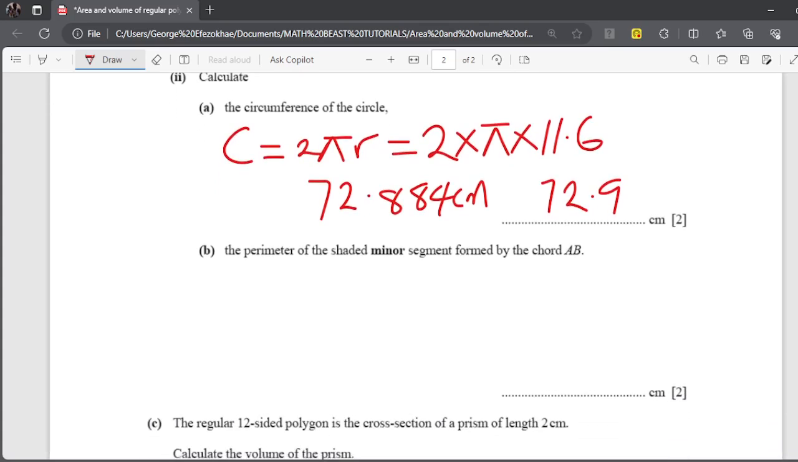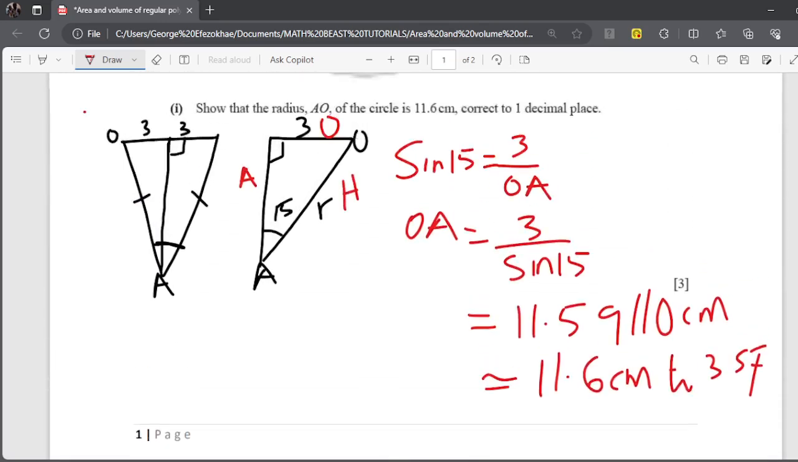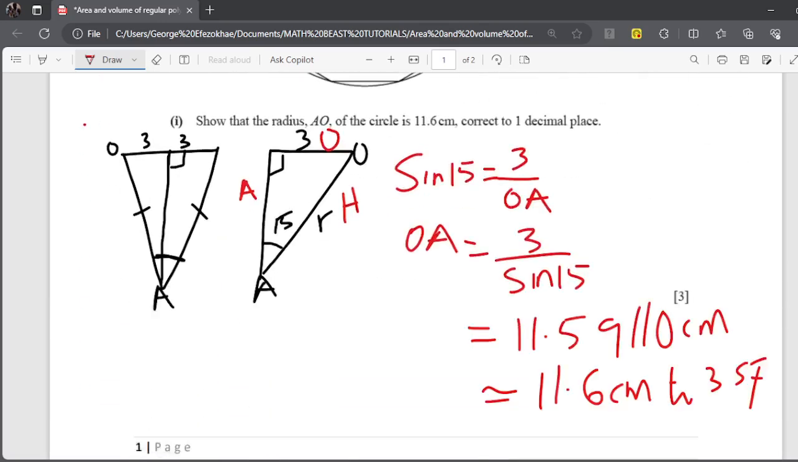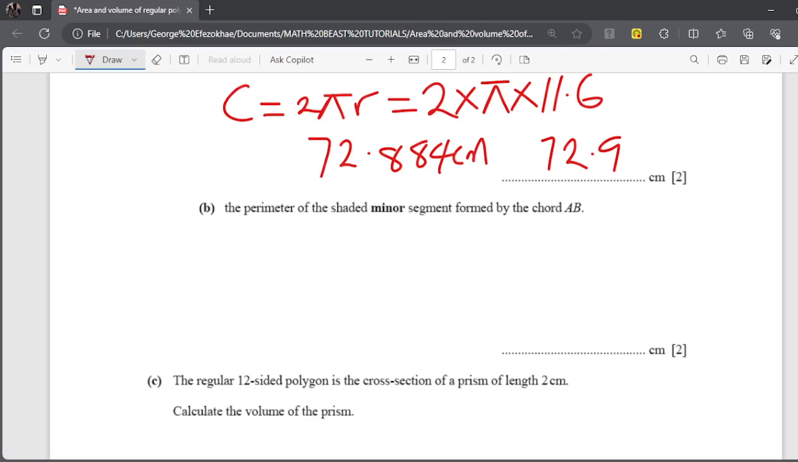Then the next question is talking about the perimeter of the minor segment formed by the chord AB. If we go back to that particular shape, you discover that this is the minor segment here, this arc and this chord. So the perimeter of the minor segment is just the length of the arc and the chord. That is the arc, and this is A and this is B.